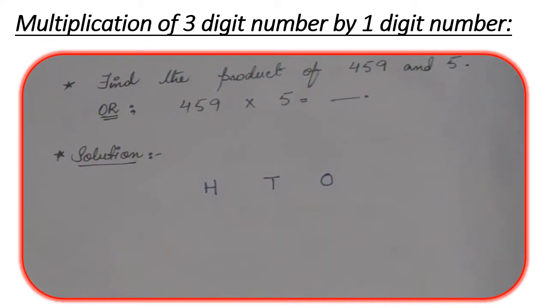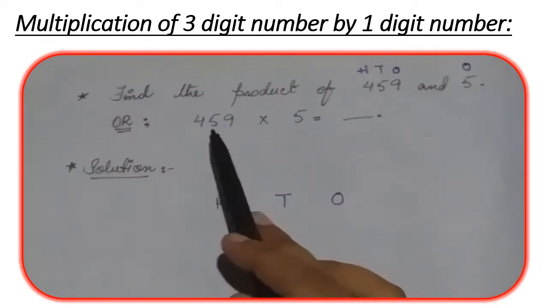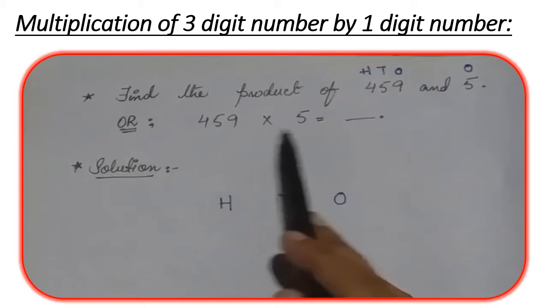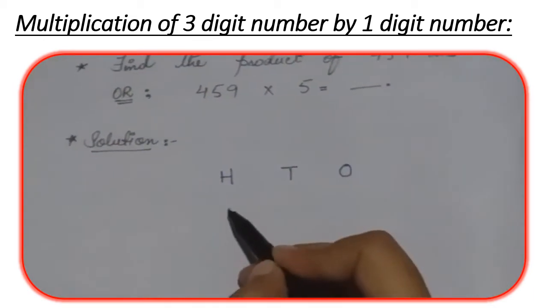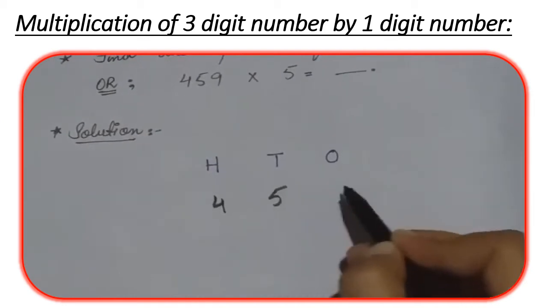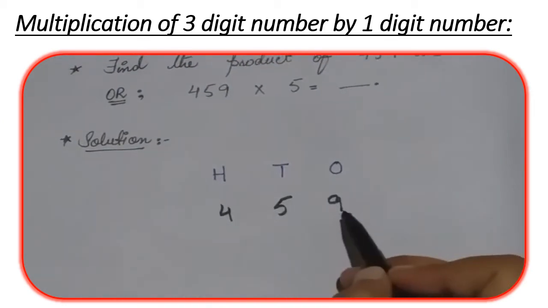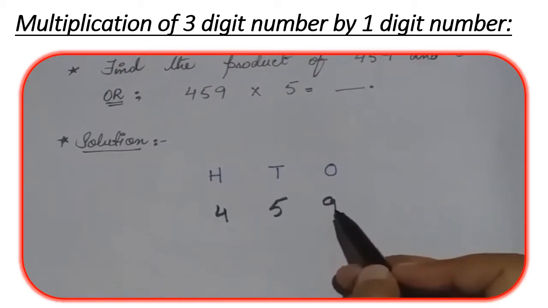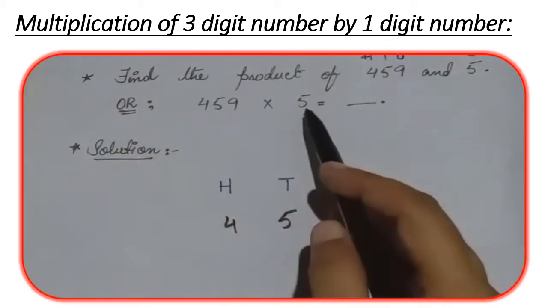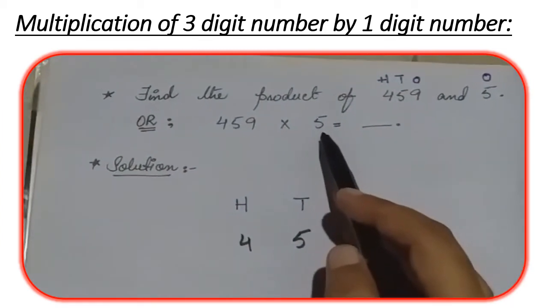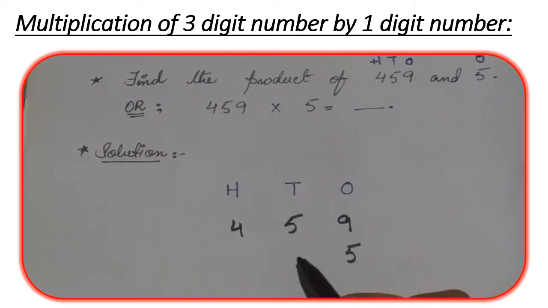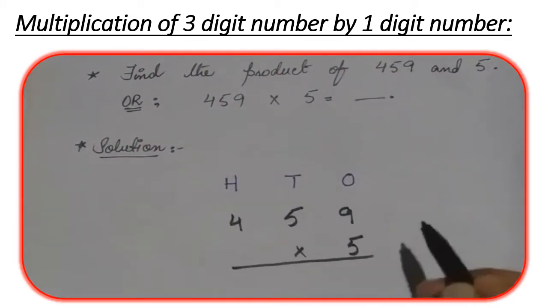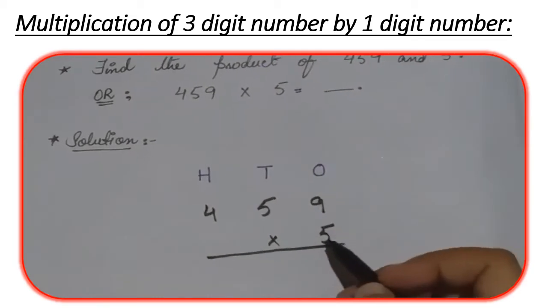After writing the place values, we will copy our multiplicand and the multiplier in vertical form for the multiplication. So let's start. 459 is the multiplicand and will be placed first. Then in the second line we will write our multiplier, that is 5. Now we will multiply. 5 times 9 is 45.